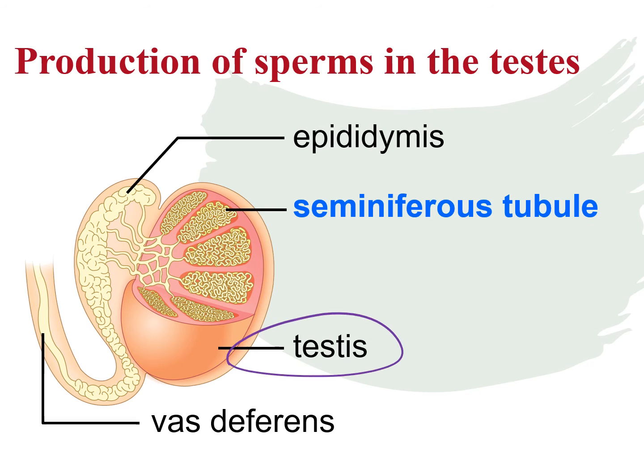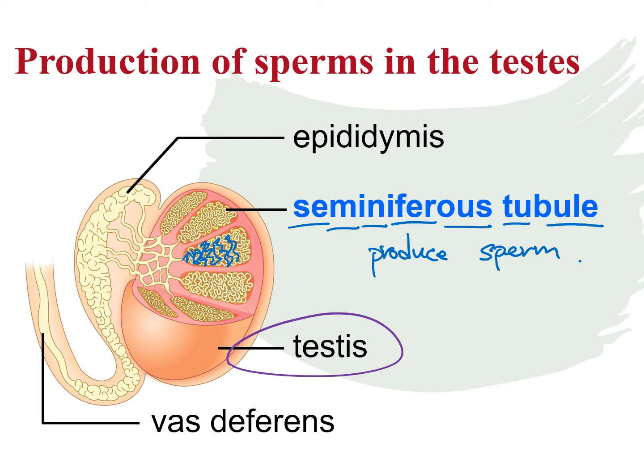If you look into the details of a testis, you will be able to find many smaller tubes inside it. These smaller tubes we call seminiferous tubules. These seminiferous tubules are important for the production of sperm.